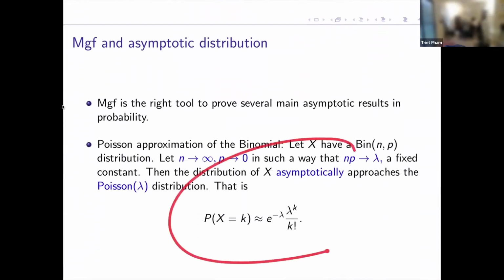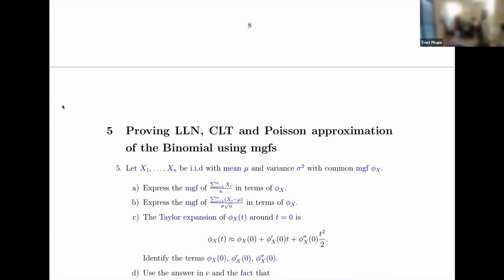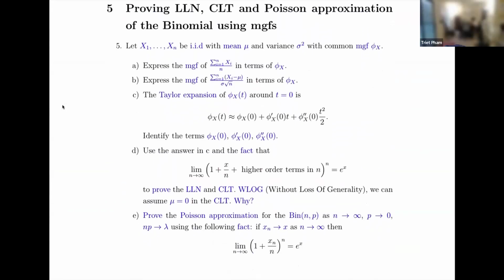And this is just stating the last result, the Poisson approximation to a binomial. Okay, so let's see how this works. Question number 5 here basically asks you to do all of this by the moment generating function technique.